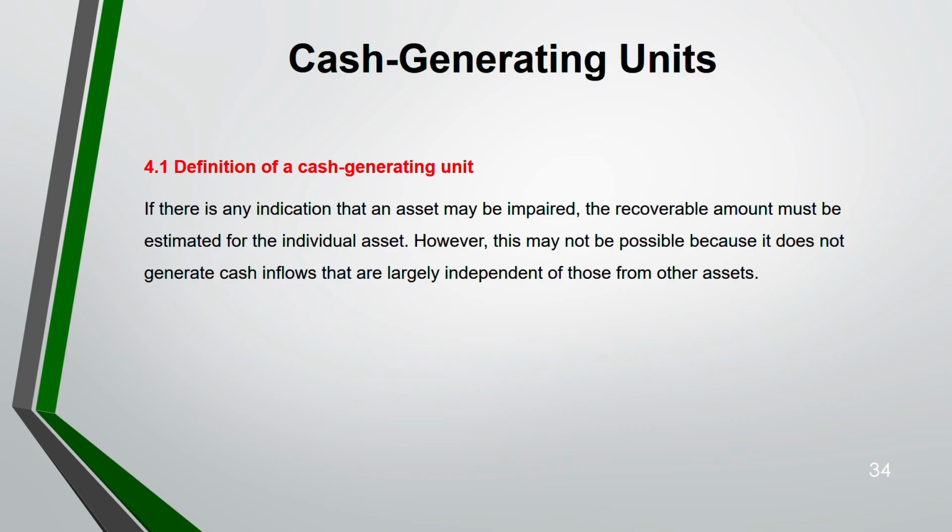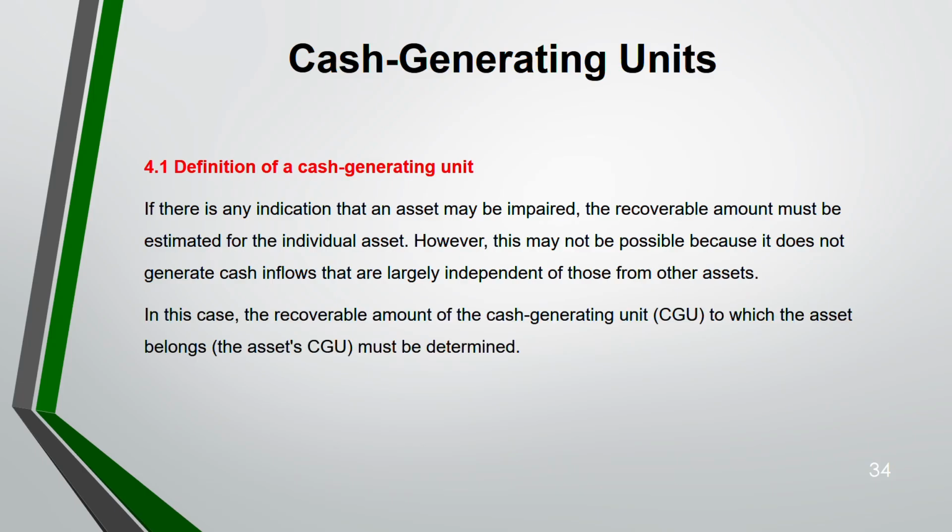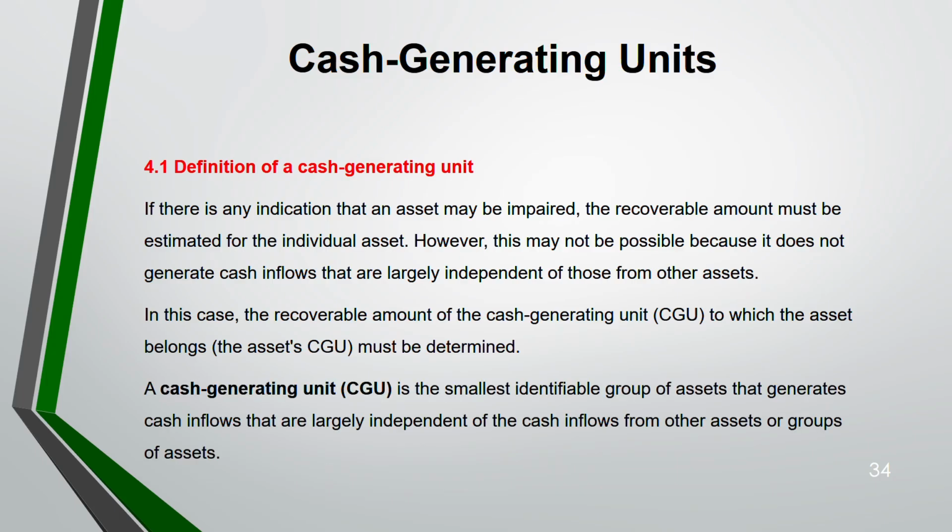Let's see. If there is any indication that an asset may be impaired, your recoverable amount must be estimated for the individual asset. However, it's not always possible, because the asset may not generate cash inflows that are largely independent of those from other assets. In this case, you have to find the recoverable amount for the cash generating unit to which the asset belongs. A cash generating unit is the smallest identifiable group of assets that generates cash inflows that are largely independent of the cash flows from other assets or groups of assets.